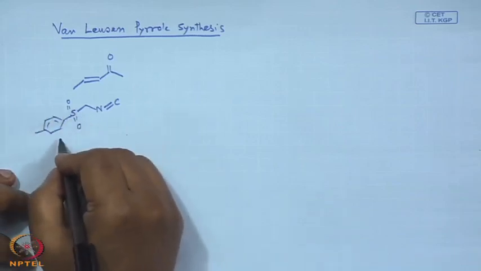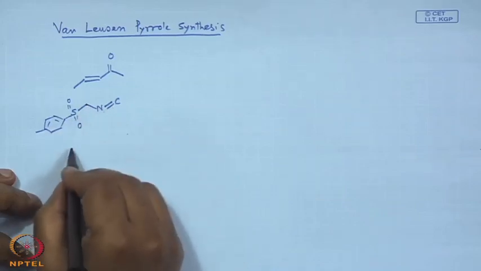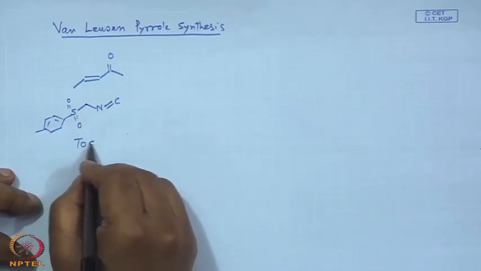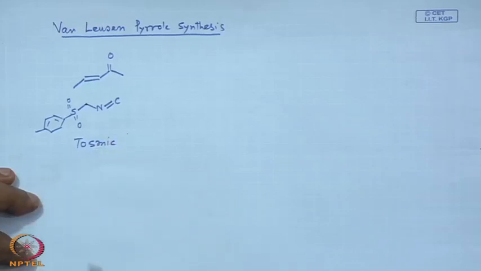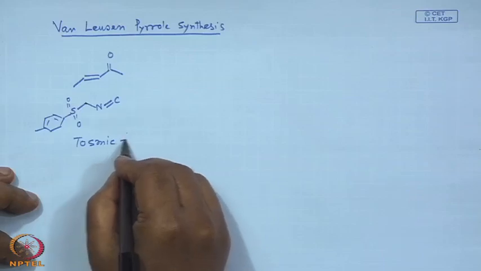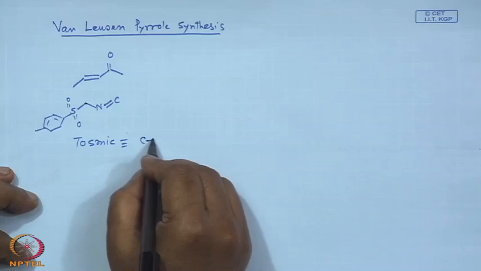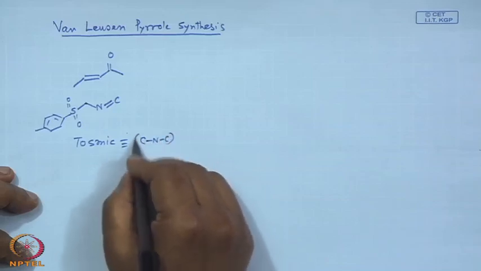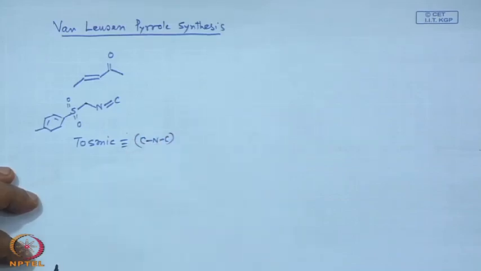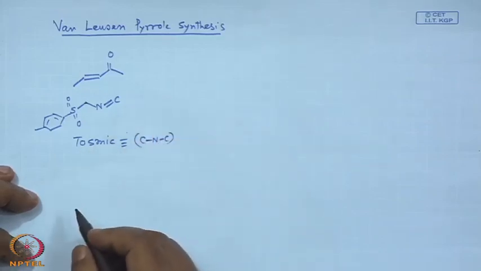This is the tosyl group, and this is the CH2 group, methyl and isocyanate. This is popularly known, you will find it anywhere, as TosMIC, tosyl methyl isocyanate. What is it? It is equivalent to a CNC fragment, like the one before, right.